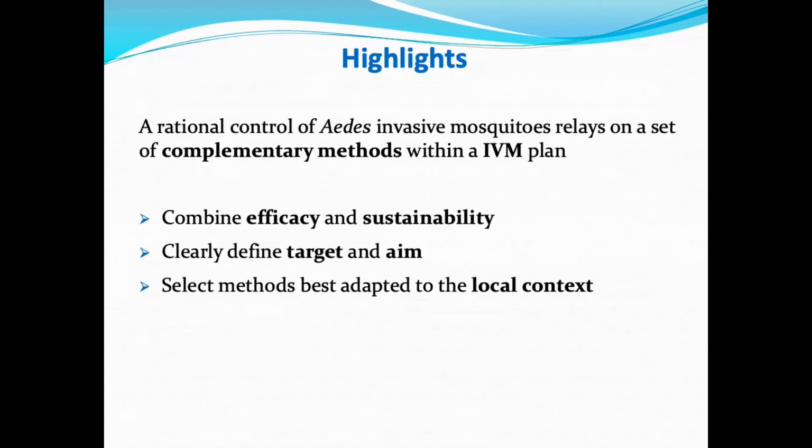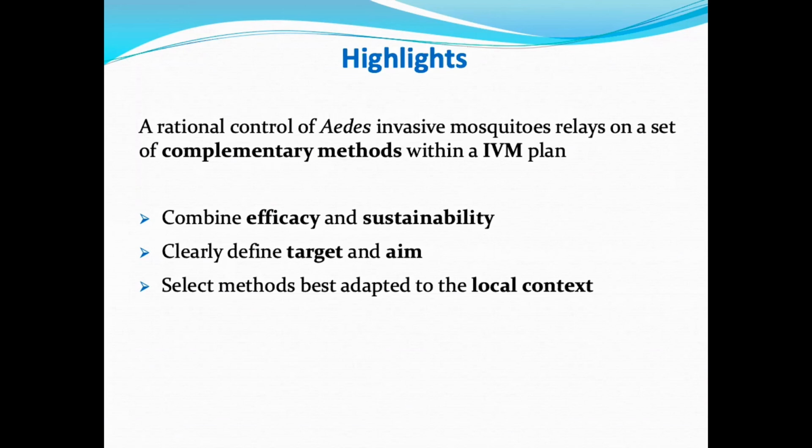Next one. So to summarize, the rational control of Aedes invasive mosquitoes relies on complementary methods within an integrated vector management plan. So you don't need to have all the methods together, but at least you can select a number of methods, because using only one method you will most probably not achieve your aim. So it should combine efficacy and sustainability, and you must clearly define the target and the aim when choosing all these methods, and select the methods that are best adapted to the local context. That relates to the legislation, but also to the perception of the population for one method more than another.